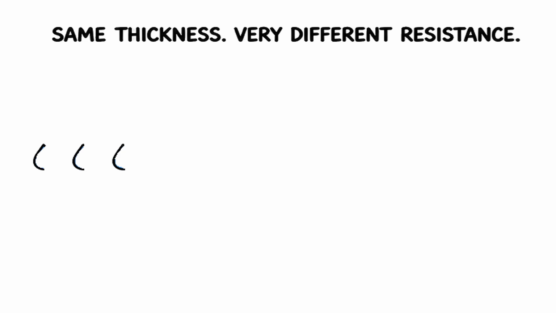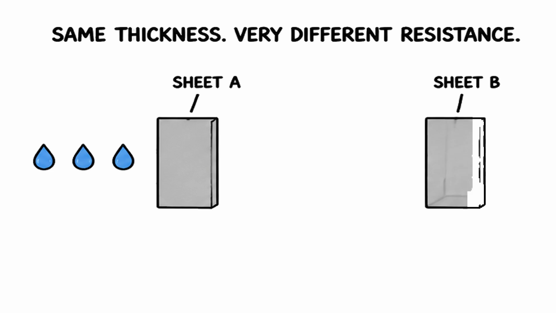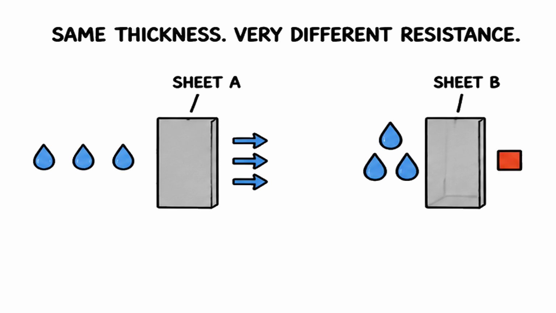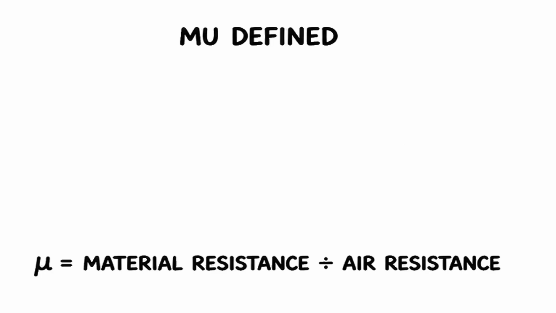Two materials can look almost identical. Same thickness, same wall. But one lets water vapor pass almost freely, while the other resists it hundreds of times more. The number that reveals the difference is mu. Mu is the vapor diffusion resistance factor.